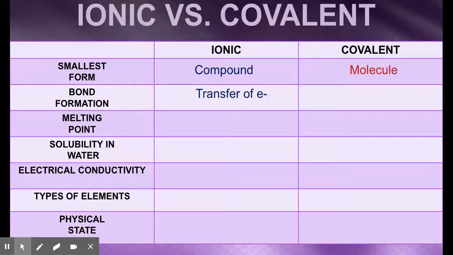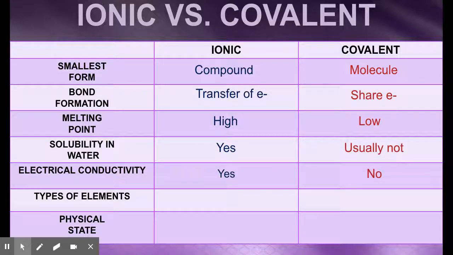The bond formation for an ionic compound comes from the transfer of electrons. You are removing an electron and transferring it to the other atom. For a covalent molecule, they're sharing electrons. Melting points for ionic bonds are very high and low for covalent bonds, because it's a weaker bond that's easier to break with less energy. Ionic compounds are soluble in water, like your salts. Covalent compounds are usually not soluble in water unless you have certain conditions where you force that to happen. Ionic compounds do conduct electricity, covalent compounds do not.